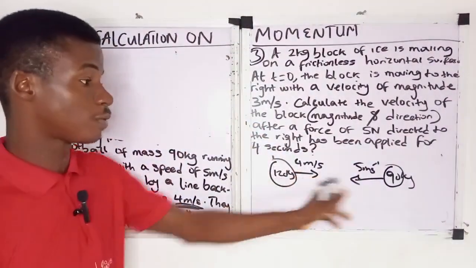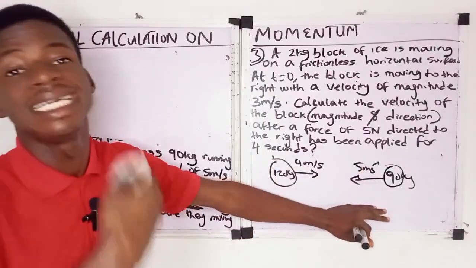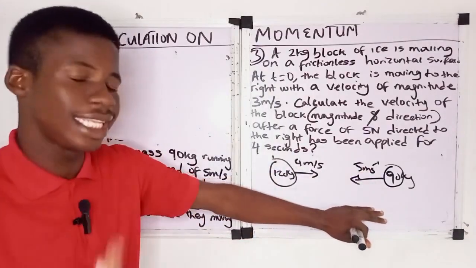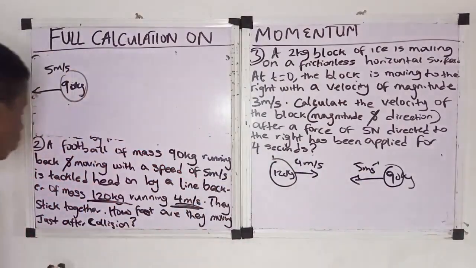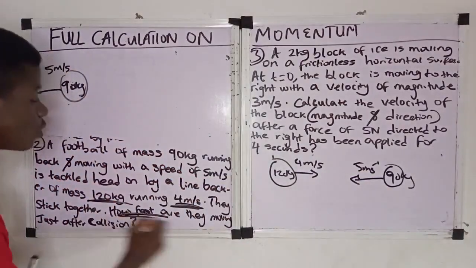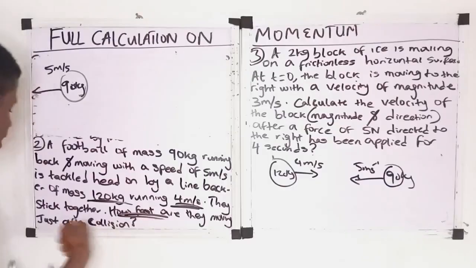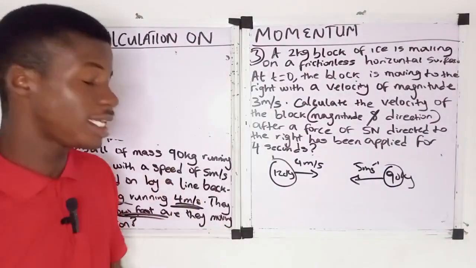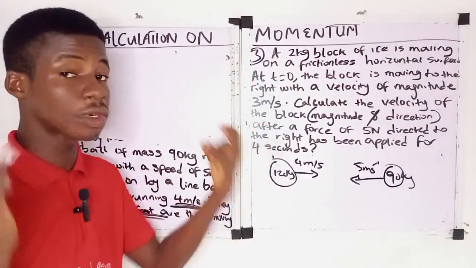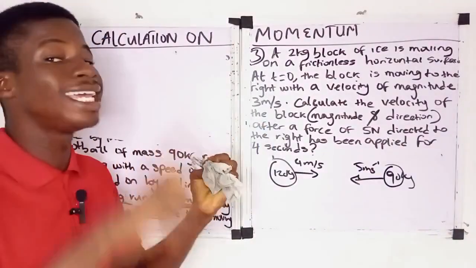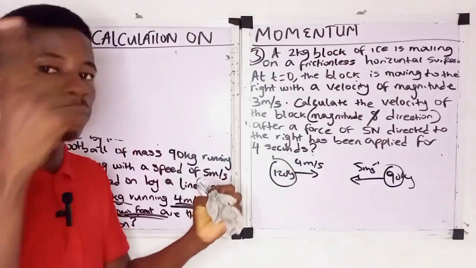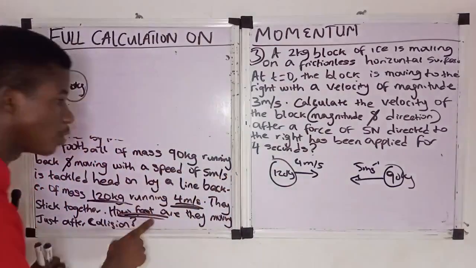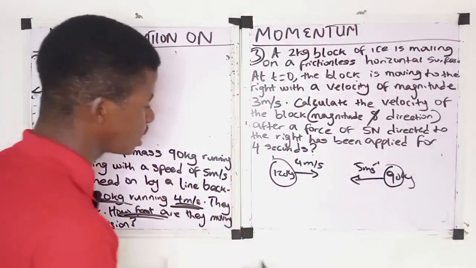So this type of collision is a perfectly inelastic collision. So we have to look for what? We have to look for the final velocity. They say how fast are they moving just after collision. Remember I told you that in a perfectly inelastic collision, both of them stick together and move with a common velocity. So that is the velocity we are looking for. So this is very easy.